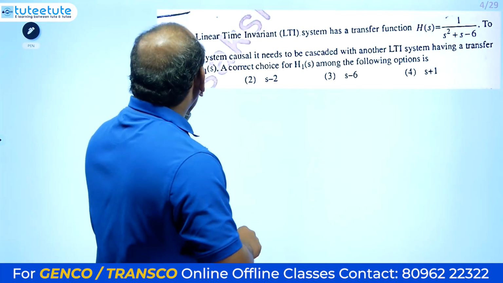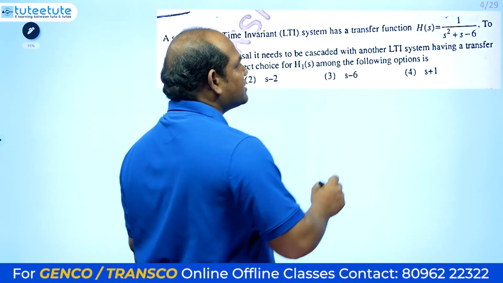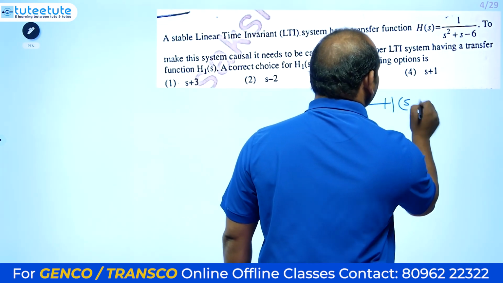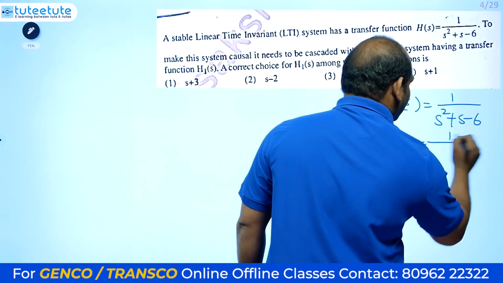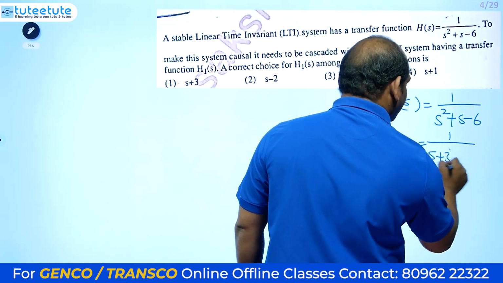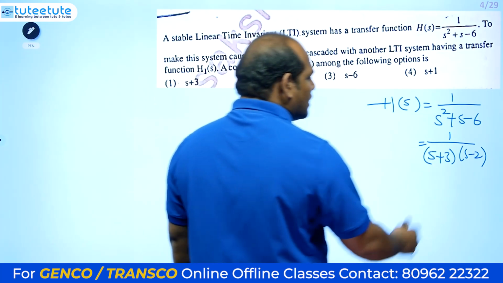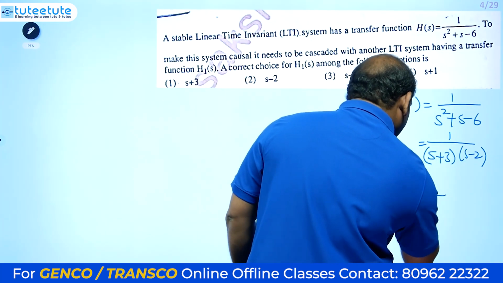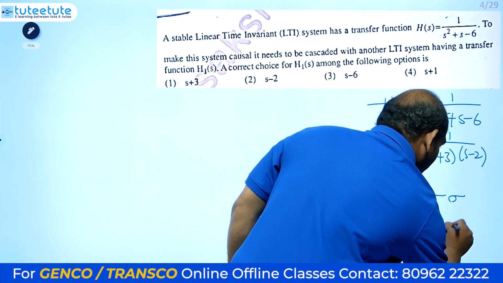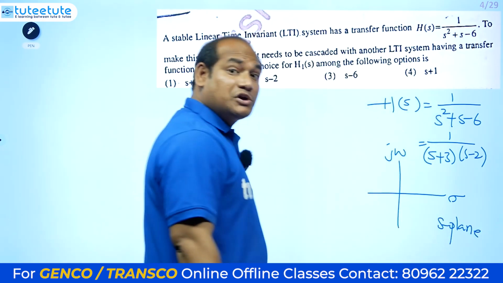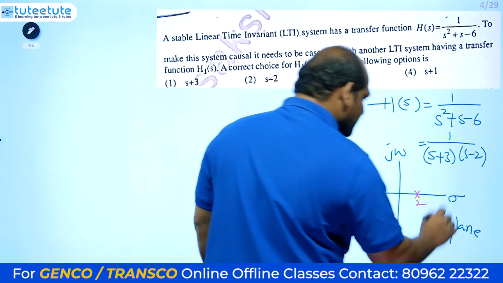Next question. A stable linear time invariant LTI system has a transfer function H(s) given as H(s) = 1 by s square plus s minus 3. By factorizing this one, what will we get? (s plus 3) into (s minus 2). Okay. Then for this one, what are the poles we will get here? This is the real axis, this is the imaginary axis, this is the S plane. By making the denominator equal to 0, s is equal to minus 3, s is equal to plus 2. Like this we will get.